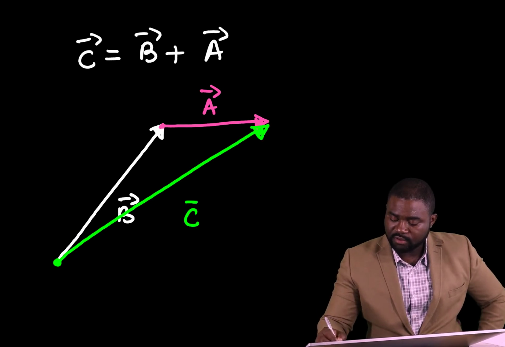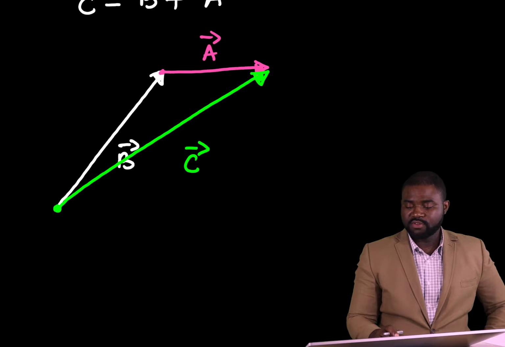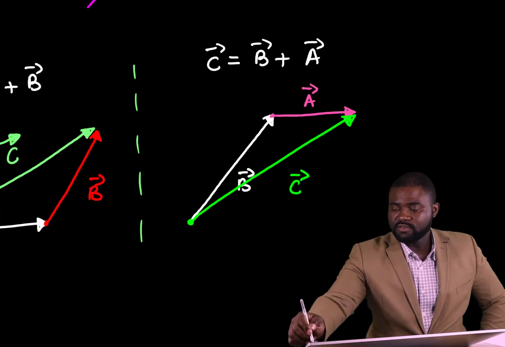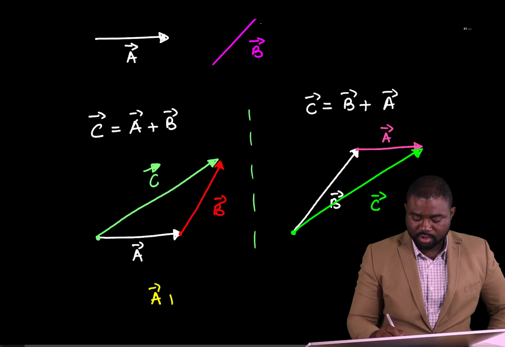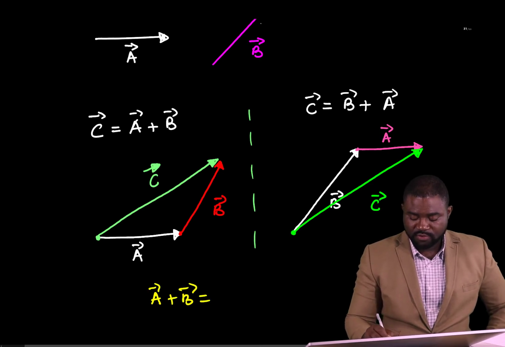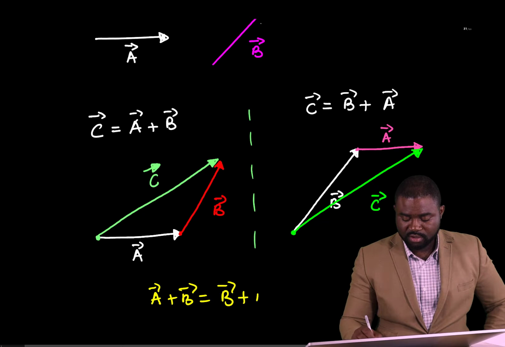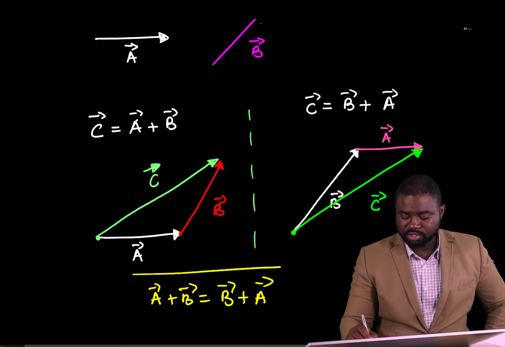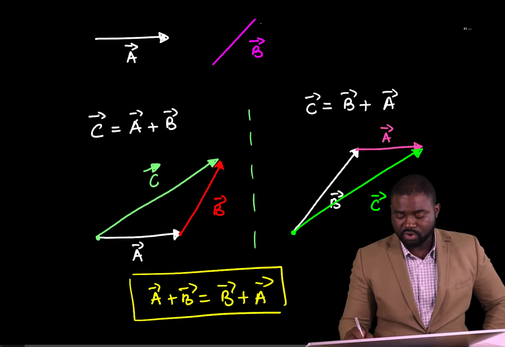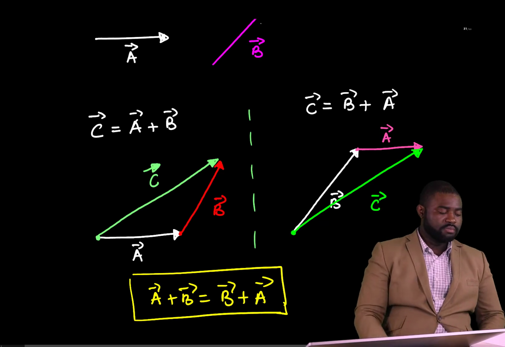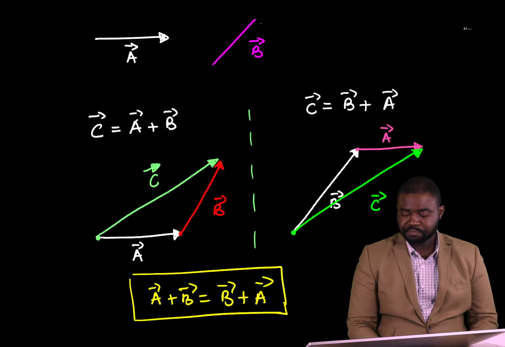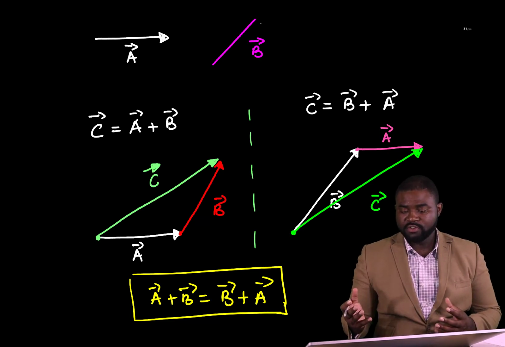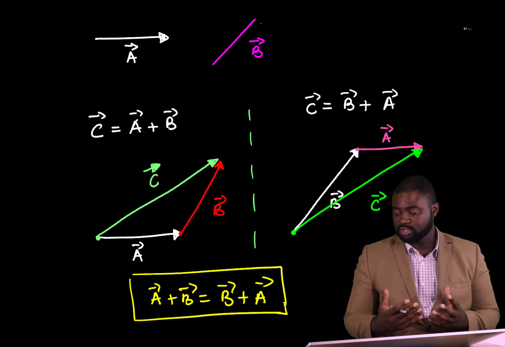And this is C. What do you notice? You notice here that A plus B is the same as B plus A. In other words, vector addition is commutative. The direction, whether you start with A or with B, really doesn't matter.